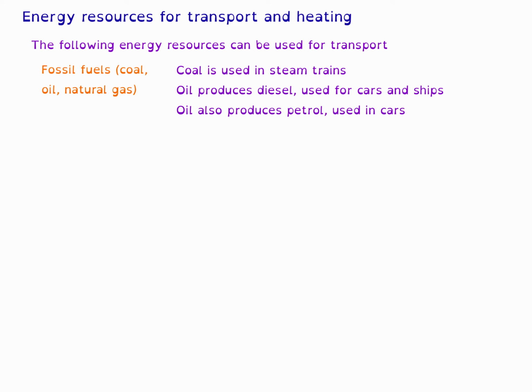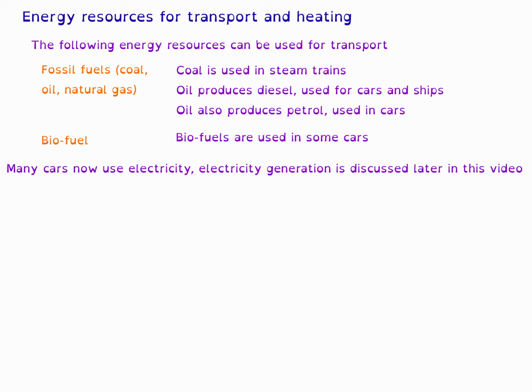The following energy resources can be used for transport. Fossil fuels, coal, oil and natural gas. Coal can be used in steam trains. Oil produces diesel used for cars and ships. Oil also produces petrol used in cars. Biofuel can also be used in some cars. Many cars now use electricity. Electricity generation is discussed later on in this video.